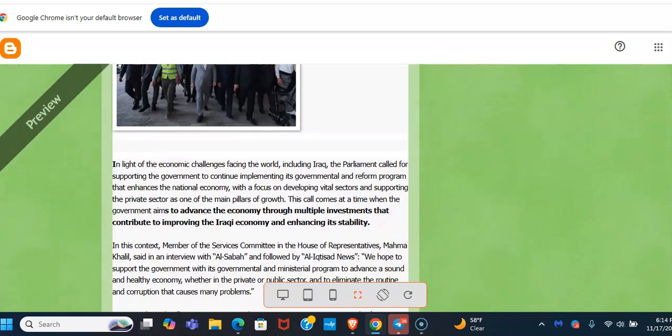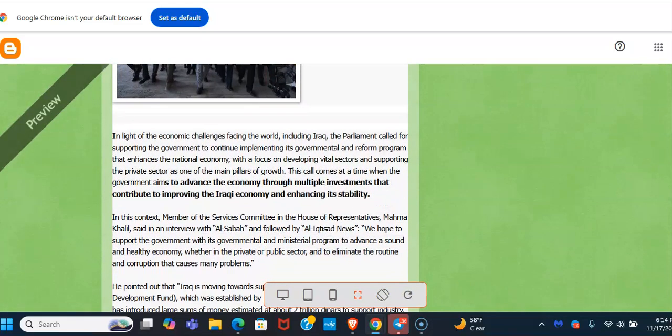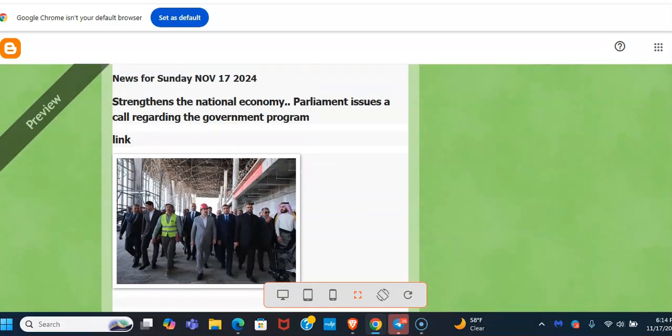What's this? In light of economic changes. That's weird. It seems like a word is missing. It says strengthens the national economy. Parliament issues a call regarding the government program.